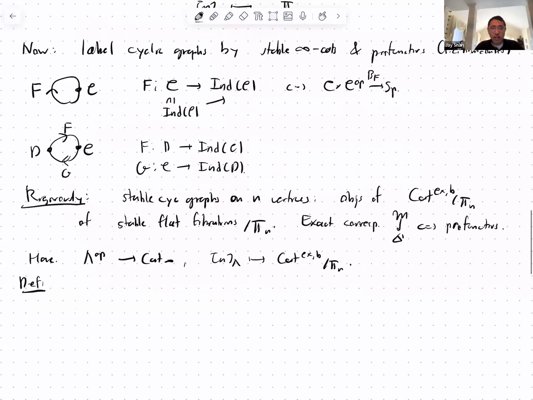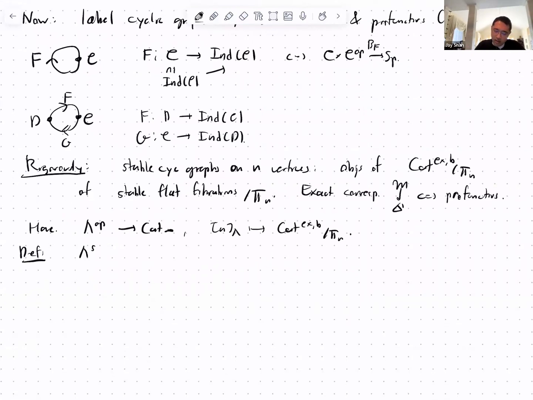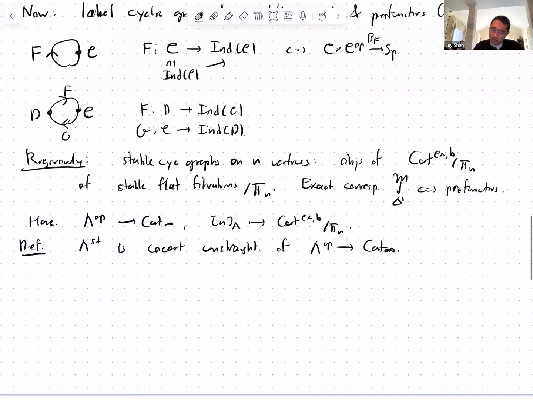Now I can define the category of interest. So the category of stable cyclic graphs is the co-Cartesian unstraightening of this functor. So it contains all of the stable cyclic graphs, in particular, as objects. And it possesses a structure map to Λ^op in this case.